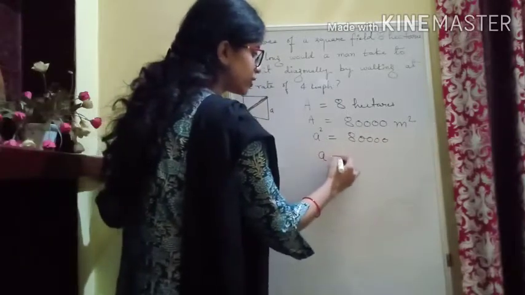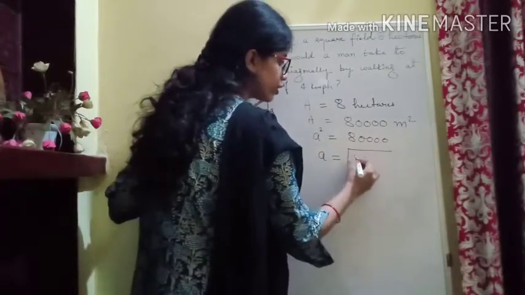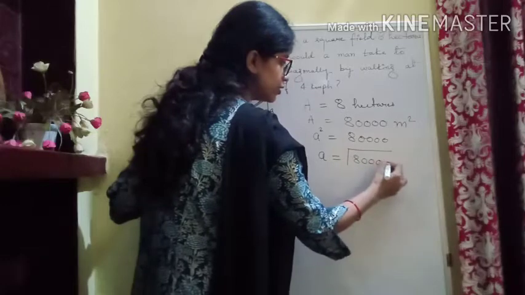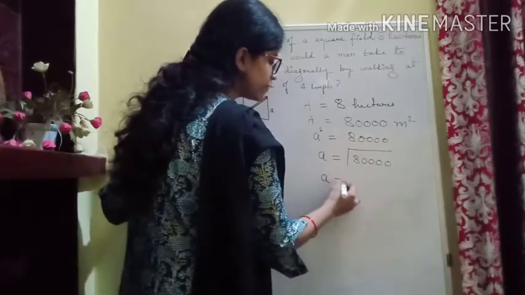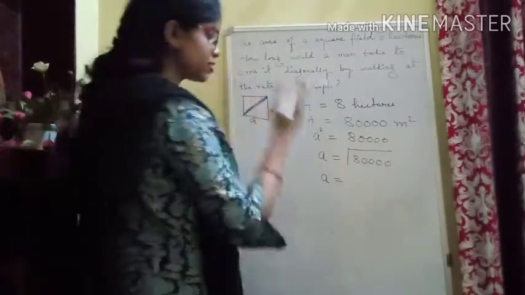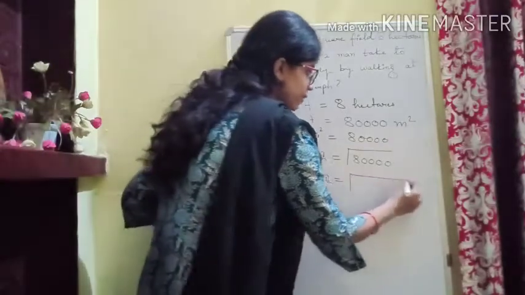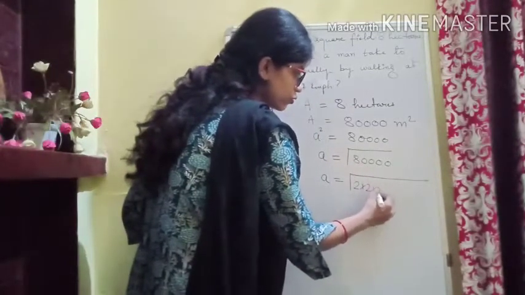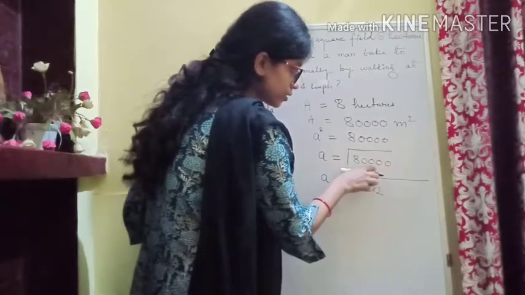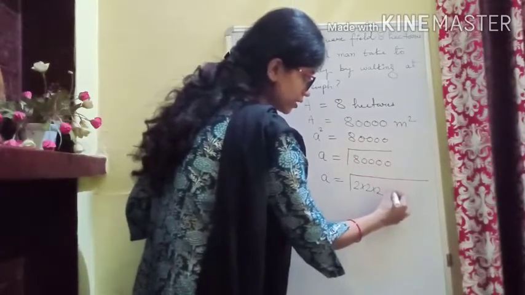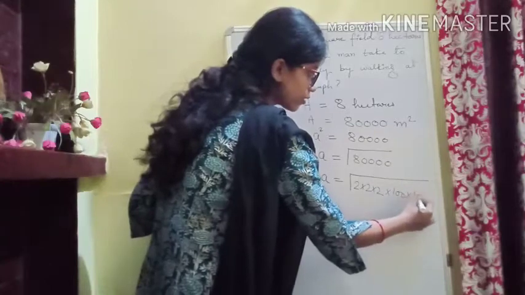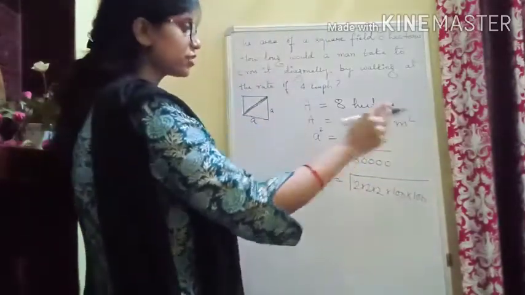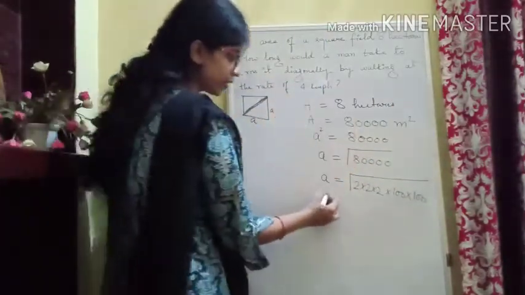If you want to calculate the side, it will give you square root of 80,000. When you simplify, we have to write the prime factorization. It's simple. What is the prime factor of 8? It is 2 into 2 into 2. And if you see, it is 10,000, so you can write it as 100 into 100. You can write the prime factorization and then you can pair it. I'm doing it like this.